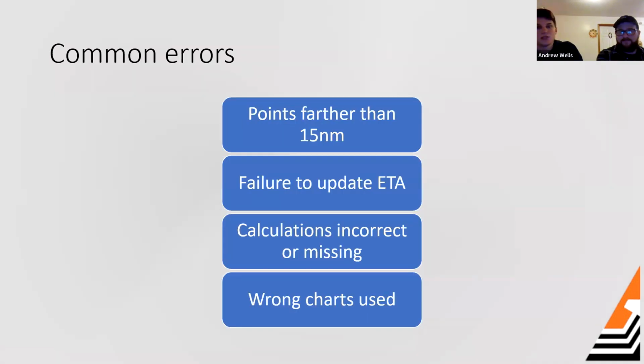Some of the common errors with this is points are farther than about 15 nautical miles. I usually suggest trying to keep your points about 10 miles maximum. You can go a little bit over, but be aware, you could lose your track. You want to make sure you know where you're going and how long. You don't want to lose your last point if you don't know where you're at.